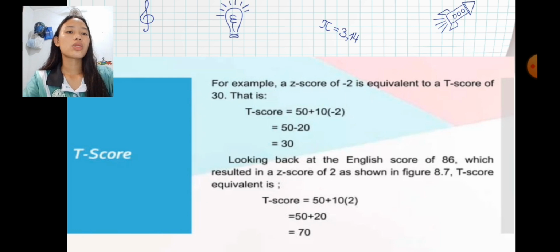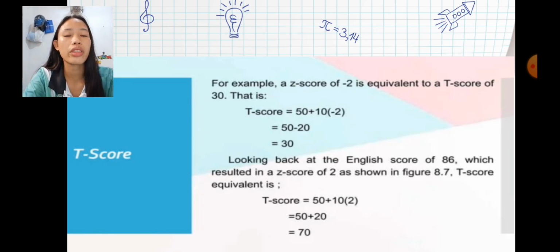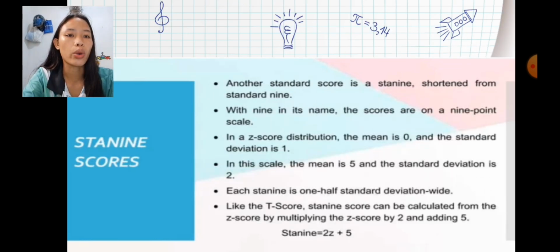Looking back at the English score of 86, which resulted in a z-score of 2 as shown in figure 8.7, the t-score equivalent equals 50 plus 10 multiplied by 2, which is 50 plus 20, which equals 70. So it is much more understandable than the z-score. So now let's proceed to stanine scores.